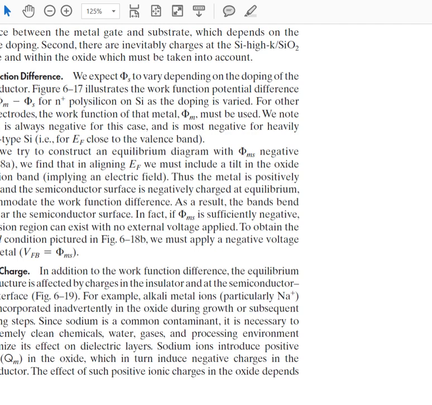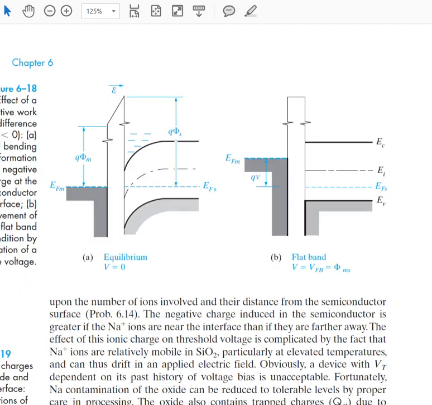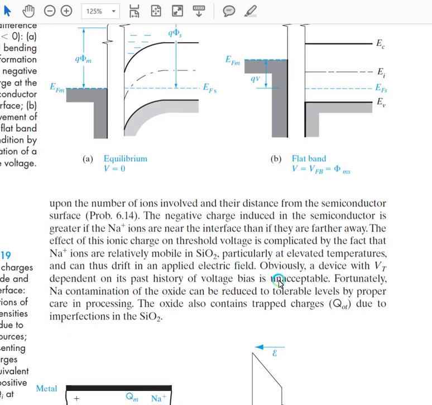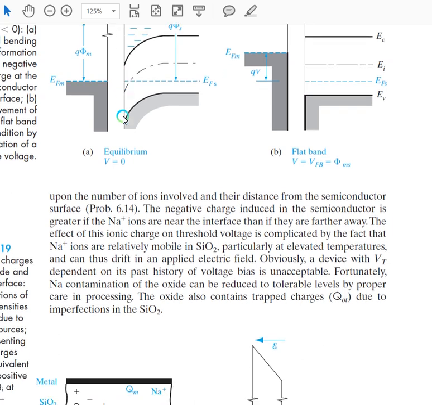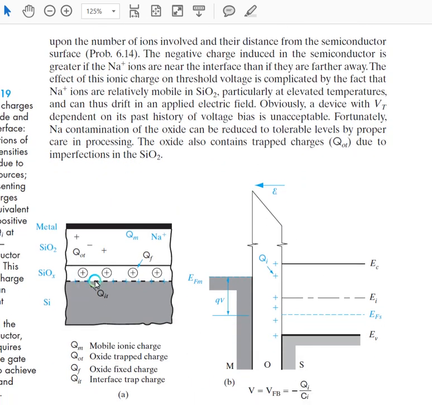Interface charge may be denoted by QIT. You can read out the details here. These are the interface charges which are present near the silicon and the silicon dioxide, or whatever the oxide layer may be. So that is the interface trap charge, and it is always positive, so it induces a negative charge into the semiconductor.